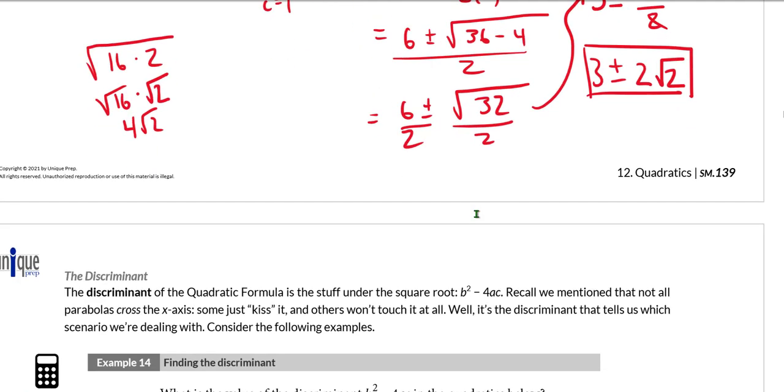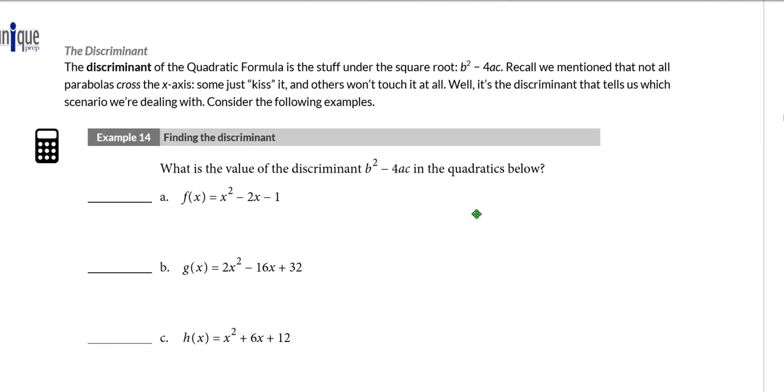At the top of the next page, we have to talk about one little but very important piece of the quadratic formula, that piece being known as the discriminant, which is, I'll highlight all of this here, the stuff under the square root, the b squared minus 4ac.